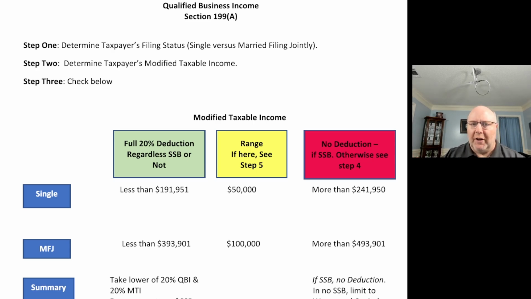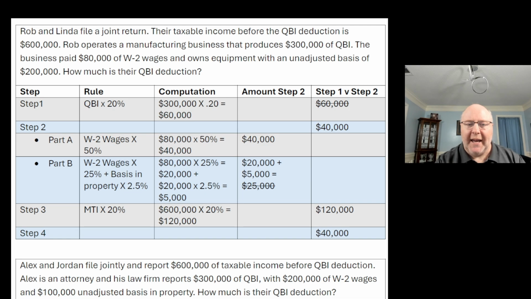So we're going to work through a couple problems so we can make sure that you're able to do this when you see it on the exam. We have 3 problems that we're going to work through, 2 on the current screen, and then I'll do a third one. What we're looking at are situations where the modified taxable income exceeds our threshold amount, so we're outside of that threshold. We have Rob and Linda, who file a joint return. Their taxable income before the QBI deduction is $600,000.